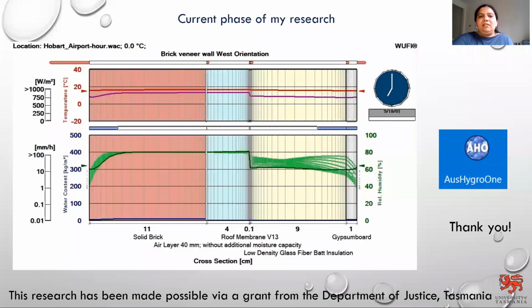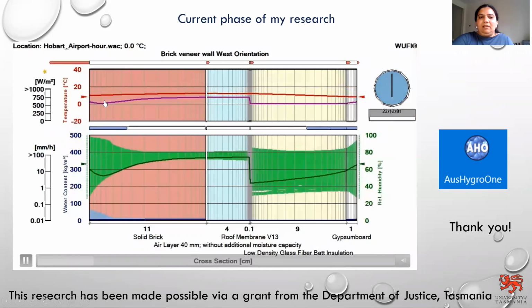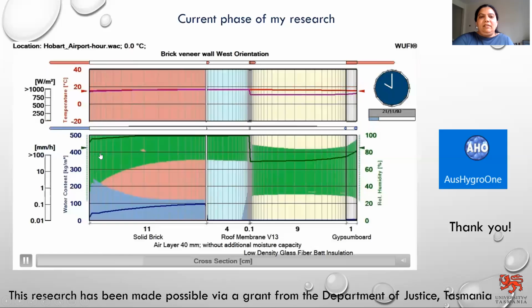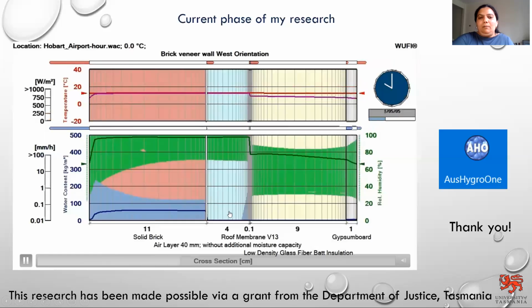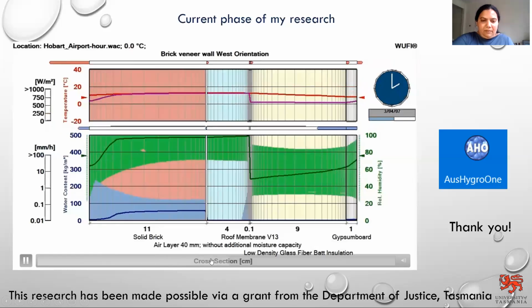This is the video from WUFI. The red line shows the temperature fluctuation, purple shows the vapor pressure difference, green shows the relative humidity fluctuation, and blue shows the moisture accumulation within the different layers of the wall system.